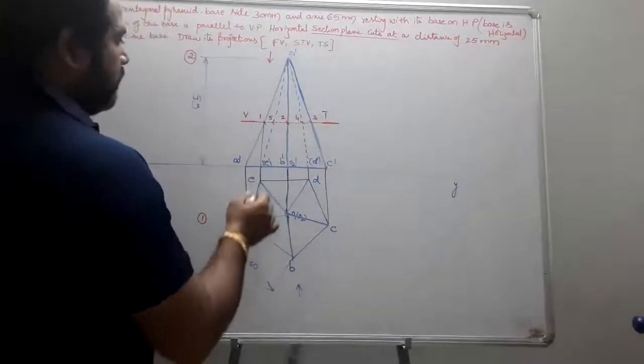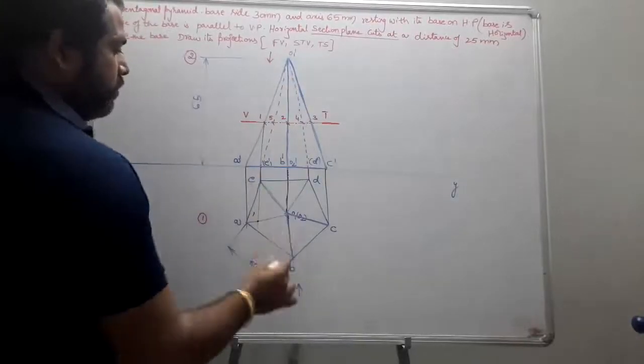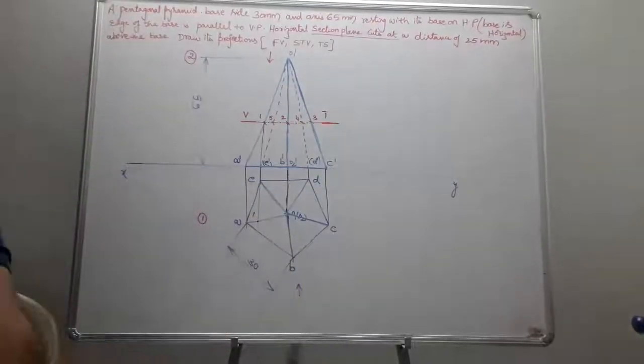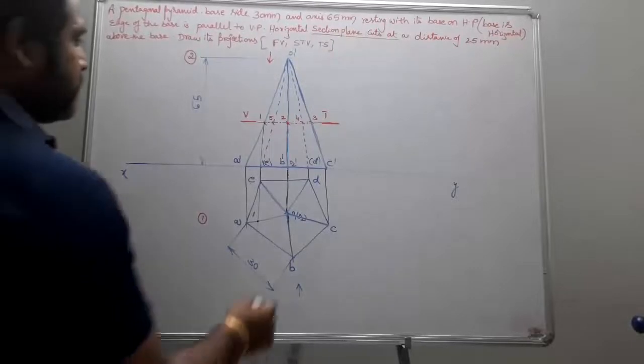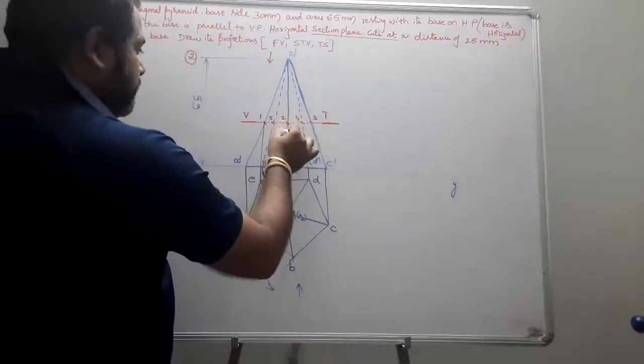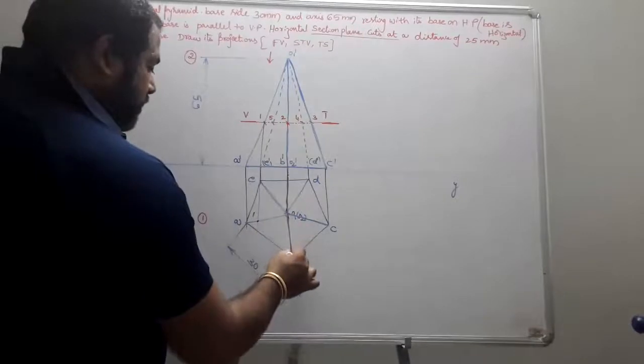Okay. Next, point 2 is on OB. So point 2 is on OB, which is a straight line. When it is projected, it comes here itself.